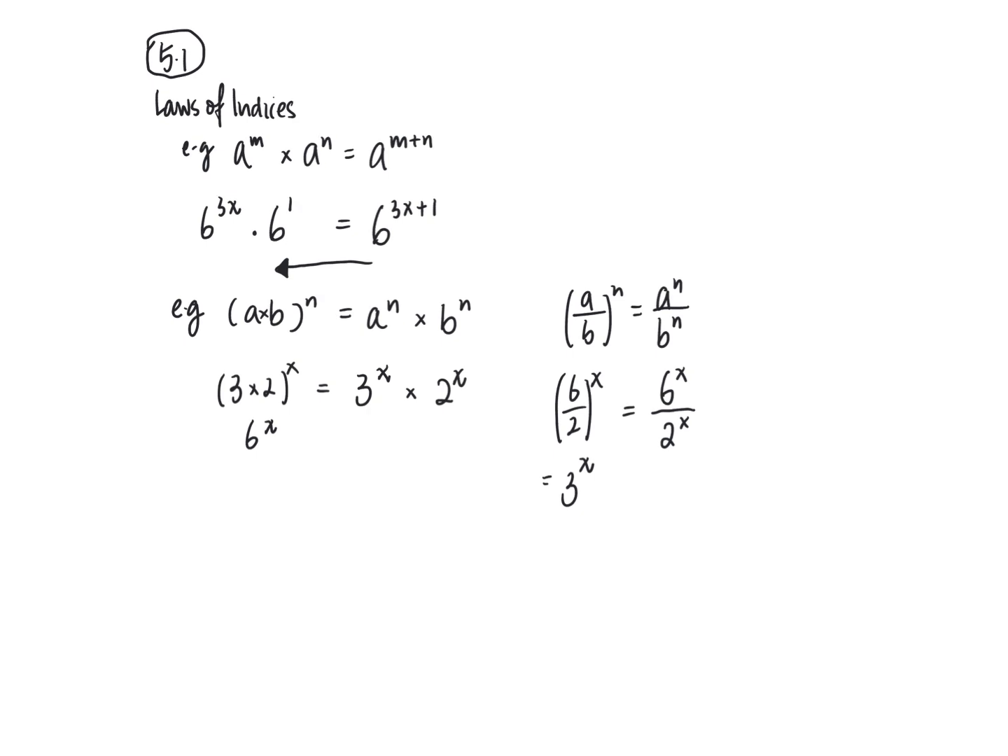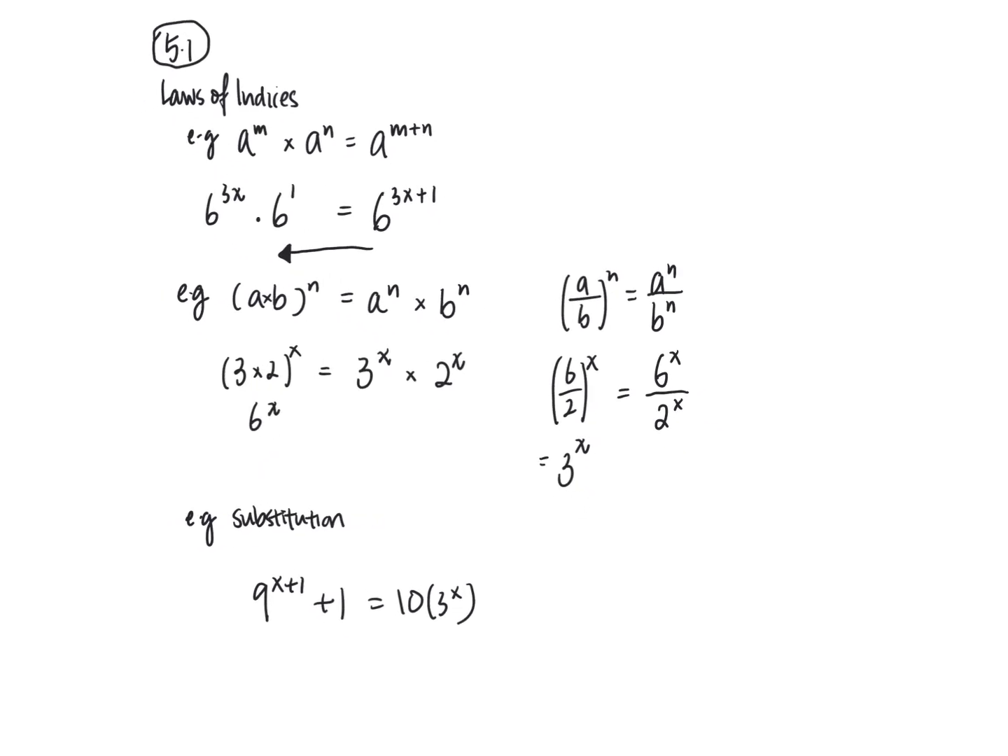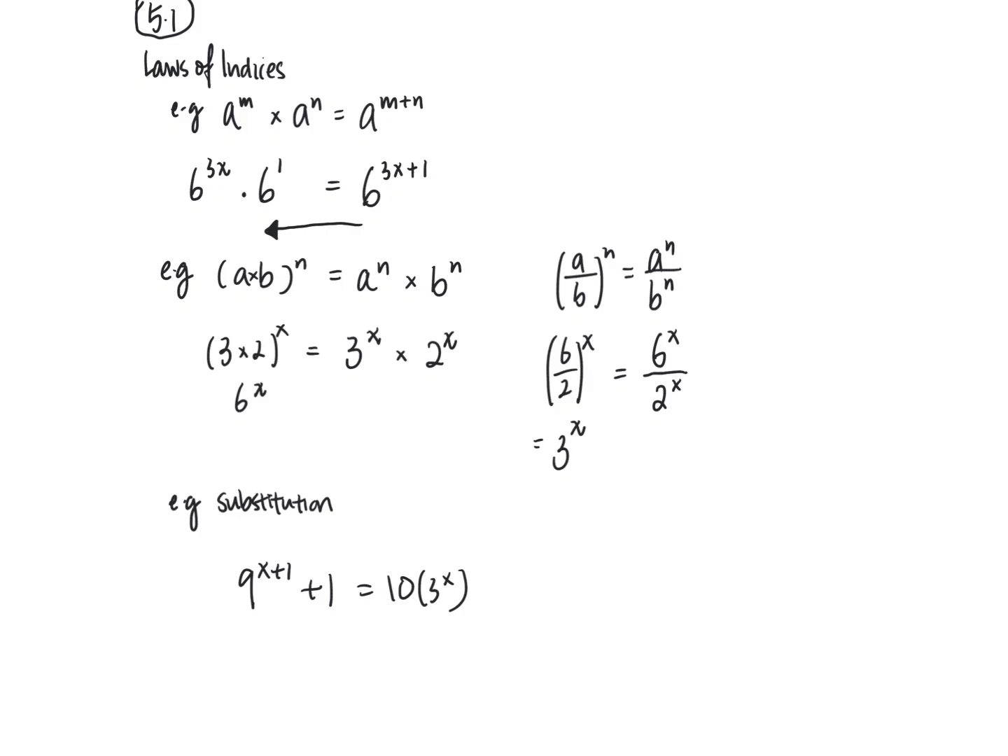Okay, what else? They like you to do substitution. So 5.1 has substitution like this kind. So for example, I have 9^(x+1) = 10(3^x). What do you think I should let A be? So I should sub A to be 3 to the power of x. So this is my A. So I need to bring in the substitution. So to me, this is 3 square.